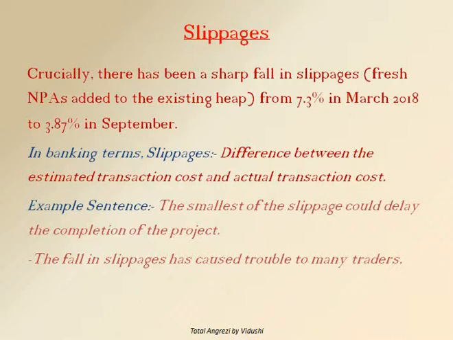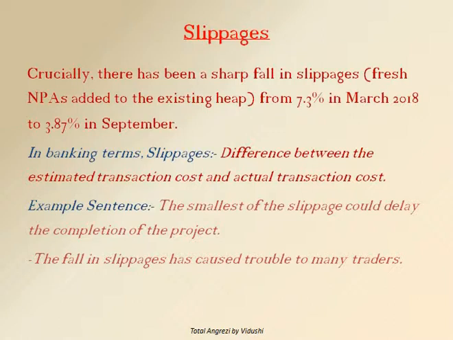The smallest of slippage could delay the completion of the project. So probably we're talking about a financial project or a trading project here, where if there is a slippage, then the project could be delayed in completion. And the other sentence is, the fall in slippages has caused trouble to many traders. So it's again taking us back to the fact that it is mostly related to the working cycle of a trader, where if there is a slippage, then he or she might face an issue.